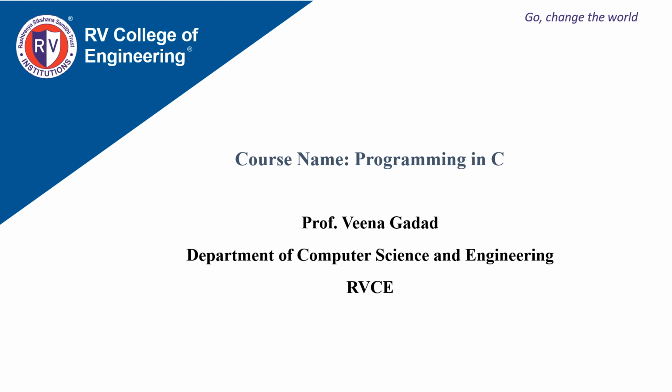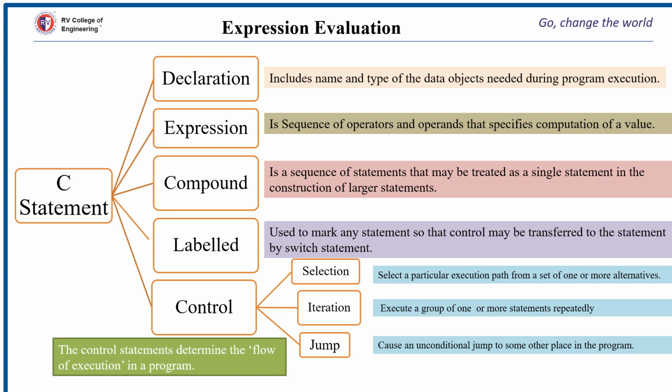In this video, we will understand about expression evaluation in C. In C, there are basically 5 types of statements: declaration statement, a statement having an expression, a compound statement, labeled statement, and a control statement. Declaration statement basically includes a name and type of the data objects that are required in a program.